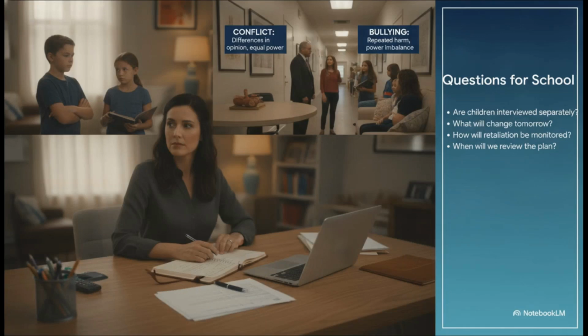And don't stop there. Once the school gets involved, you've got to stay engaged and ask some crucial follow-up questions. Ask them, how are you determining the power imbalance? Or are the children being interviewed separately? Remember, no forced mediation. Ask, what changes tomorrow to reduce repetition? Maybe they need to change seating charts or alter hallway transitions. Asking these specific questions holds the school accountable and makes absolutely sure their plan actually matches the real problem.